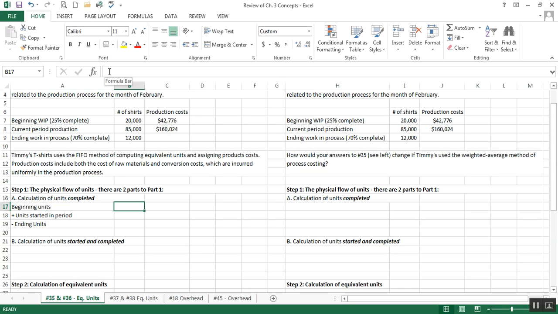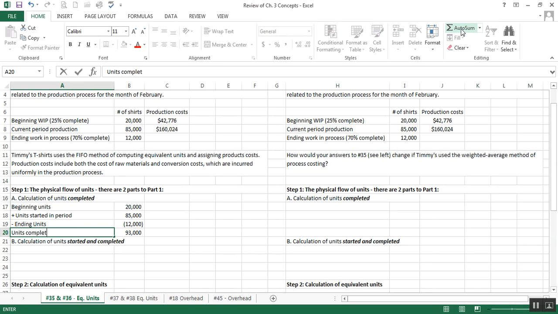So for this problem, we're going to start with 20,000 units. 85,000 were done during the period, and our ending units are 12,000. So our units that were completed during the period are 93,000.